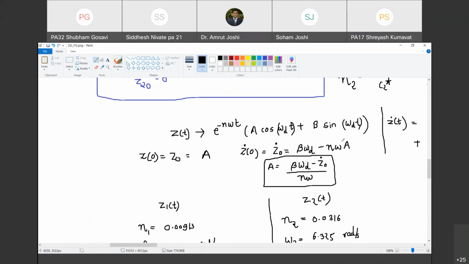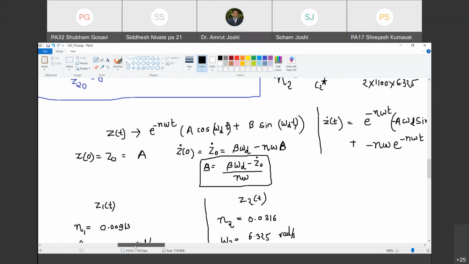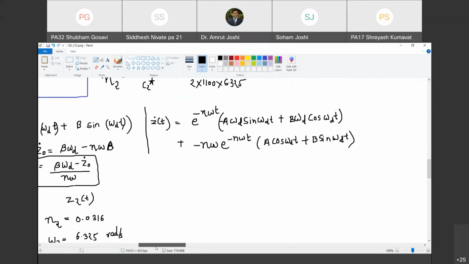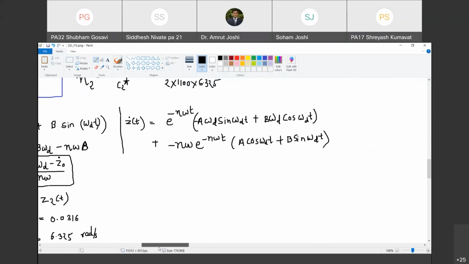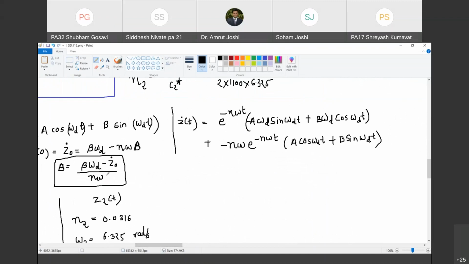No, did we make some mistake here? It should be B, not A. Am I right? Look, when you substitute T equal to 0, where have we made the mistake, tell me? Okay. So we have to compute B, right? Eta omega A. This was correct. This was correct.